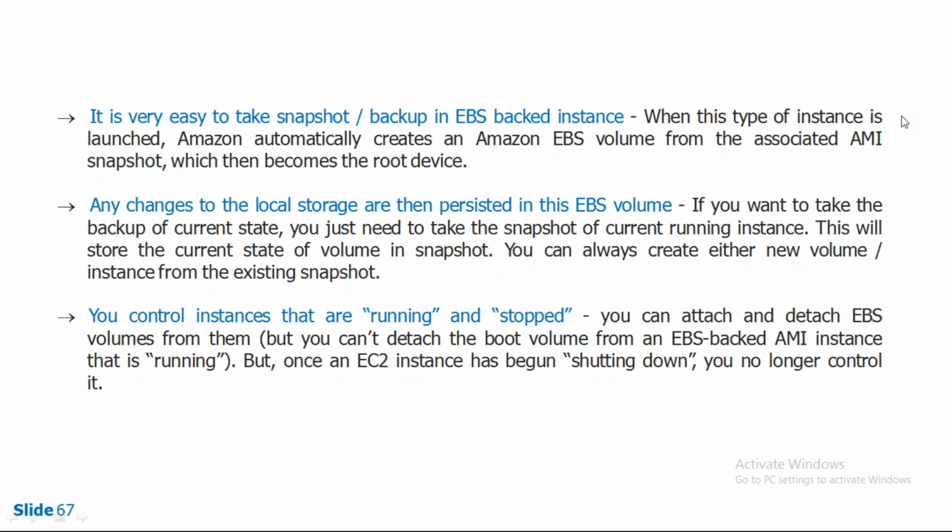In an EBS backed instance, when this type of instance is launched, Amazon automatically creates an Amazon EBS volume from the associated AMI snapshot, which then becomes the root device. Any changes to the local storage are then persisted in the EBS volume. If you want to take the backup of the current state, you just need to take the snapshot of the current running instance. This will store the current state of the volume in a snapshot, so you can always create either a new volume or instance from the existing snapshot.